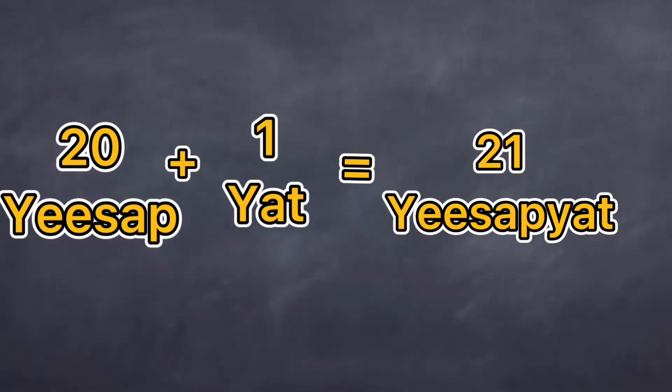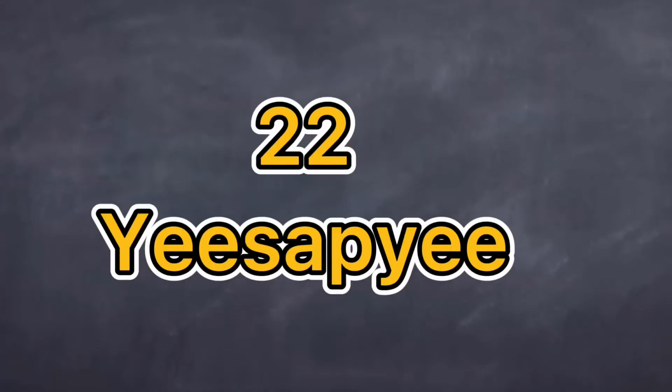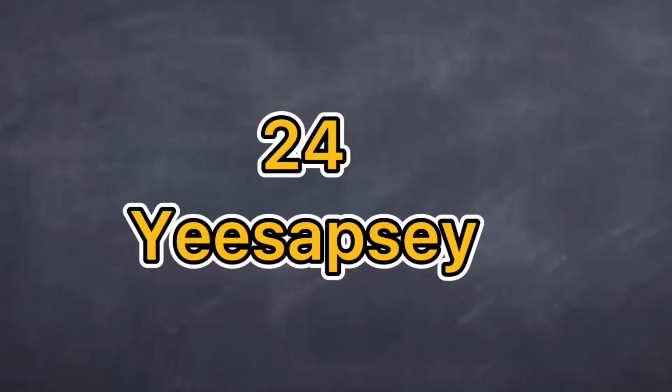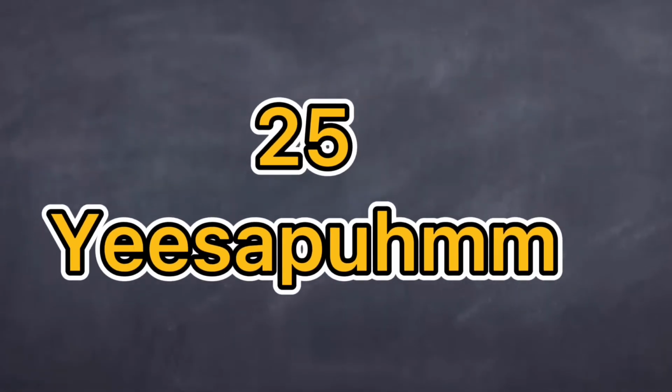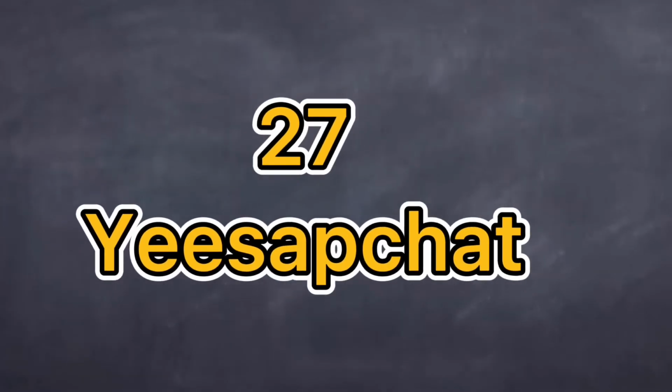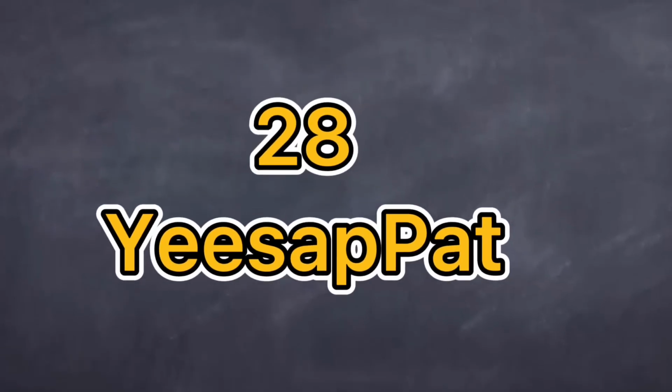So, let's start counting. Number 20, yi sap. Number 21, yi sap yat. Number 22, yi sap yi. Number 23, yi sap sam. Number 24, yi sap say. Number 25, yi sap m. Number 26, yi sap lok. Number 27, yi sap chat. Number 28, yi sap pat. Number 29, yi sap kau.